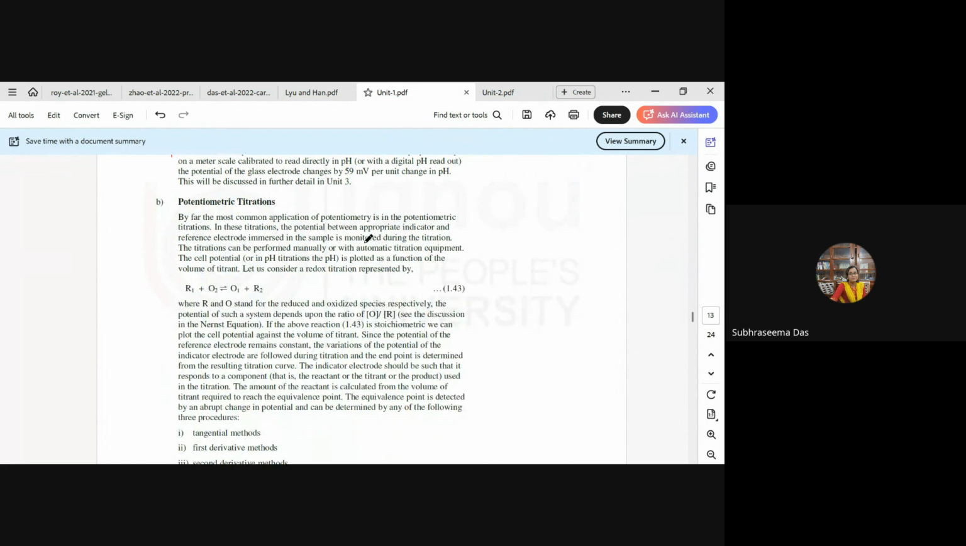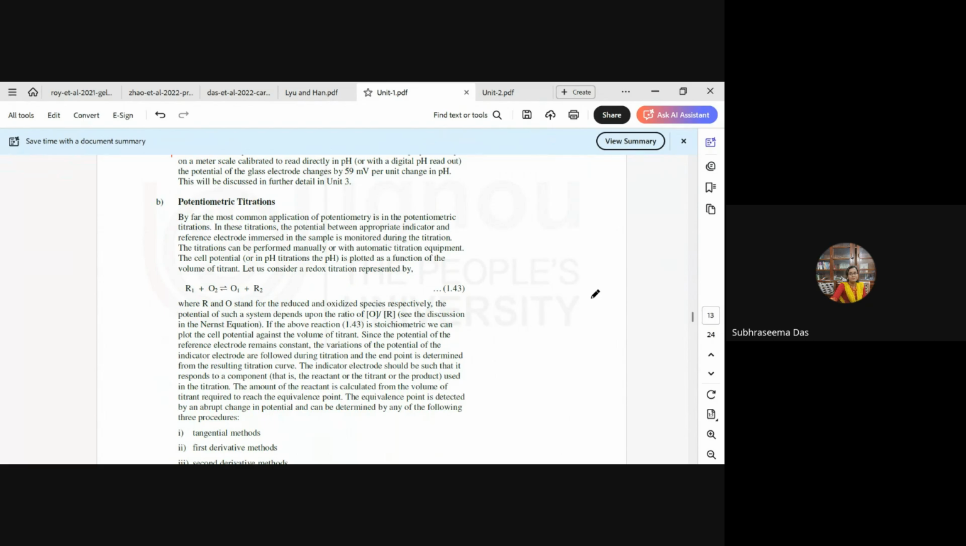Then coming to potentiometric titrations, this is indirect potentiometry, but we do not use that term; we call it potentiometric titrations. As the name implies, titrations are involved. The most common application of potentiometry has been through the process of potentiometric titrations.